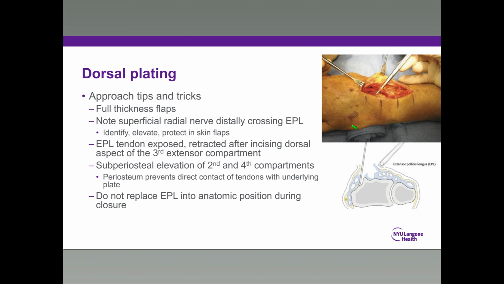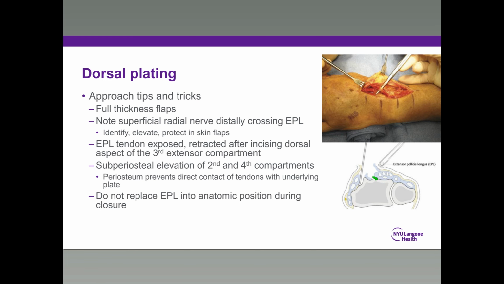Just a couple of quick things about the approach. I'm not going to go into this in too much detail, but the main thing is you really want to make sure you're getting full thickness flaps. You want to notice the superficial radial nerve. It's crossing distally here, crossing your EPL. You want to identify it, elevate it up out of the way, and then protect it in these full thickness flaps that you made. Your EPL tendon is going to be elevated out of its own third compartment there, and then retract it after you incise that.